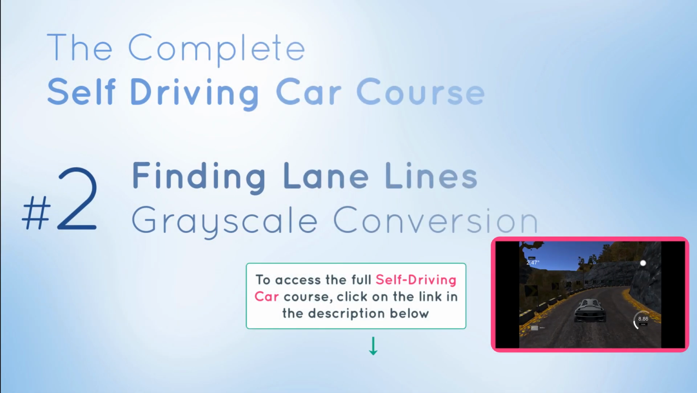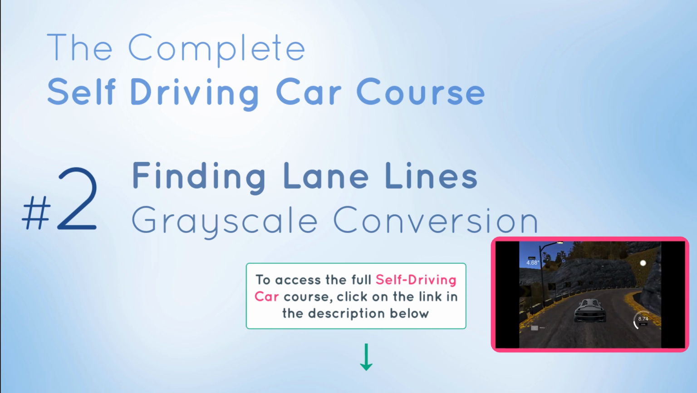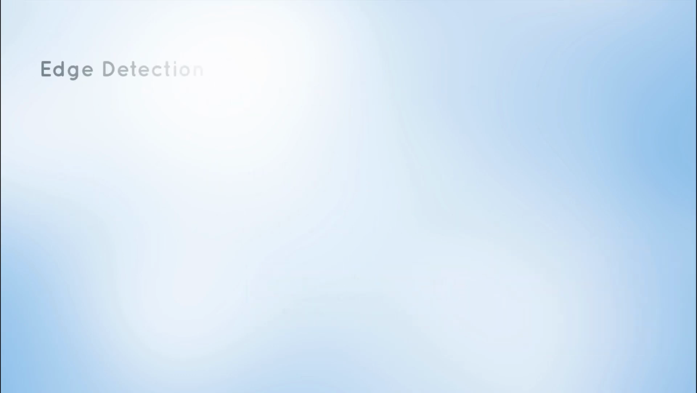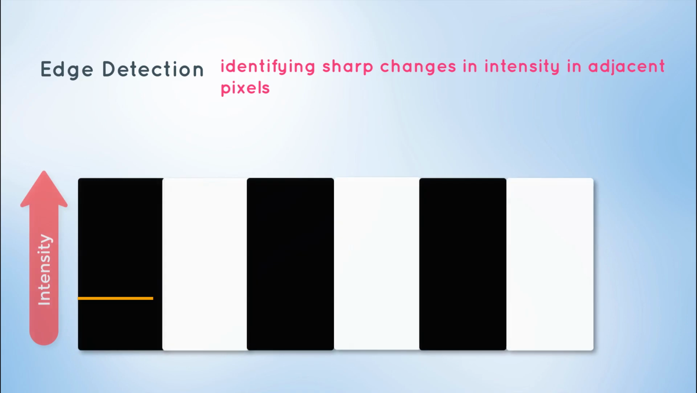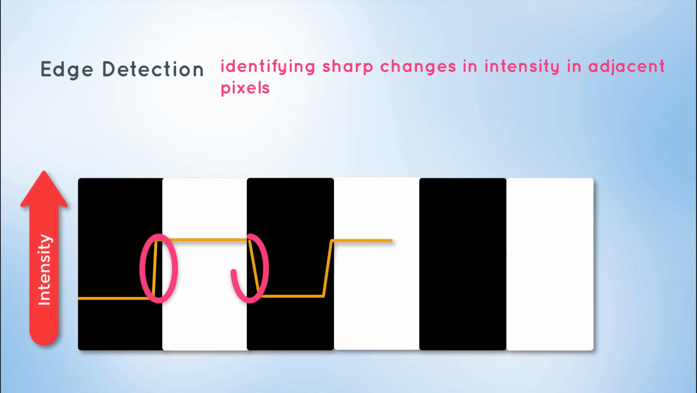Welcome to lesson number 2. The goal of the next few videos will be to make use of an edge detection algorithm, the Canny edge detection technique. The goal of edge detection is to identify the boundaries of objects within images. In essence, we'll be using edge detection to try and find regions in an image where there is a sharp change in intensity, a sharp change in color.